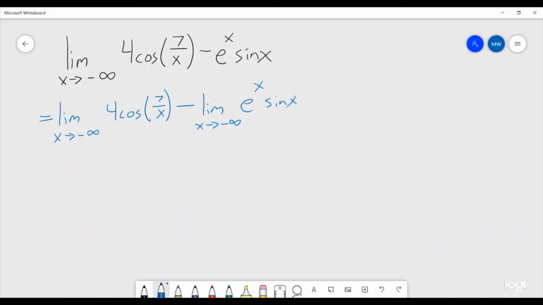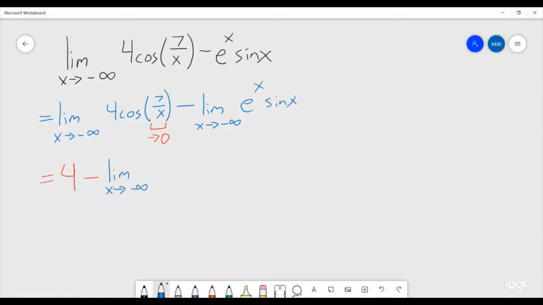Now let's deal with this first one first. How would we approach the limit as x goes to minus infinity of 4 cosine of 7 over x? Well, as x goes to infinity, this inside piece is going to 0. So what we're dealing with is really just 4 cosine of 0. Cosine of 0 is 1, and so that means this thing is equal to 4.